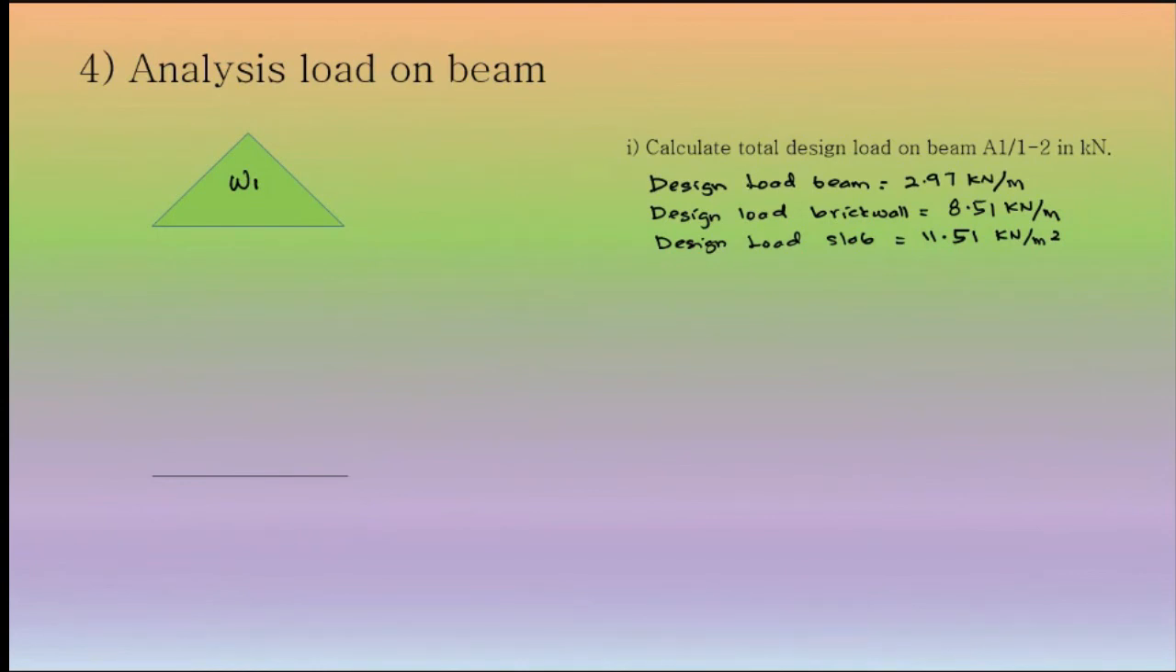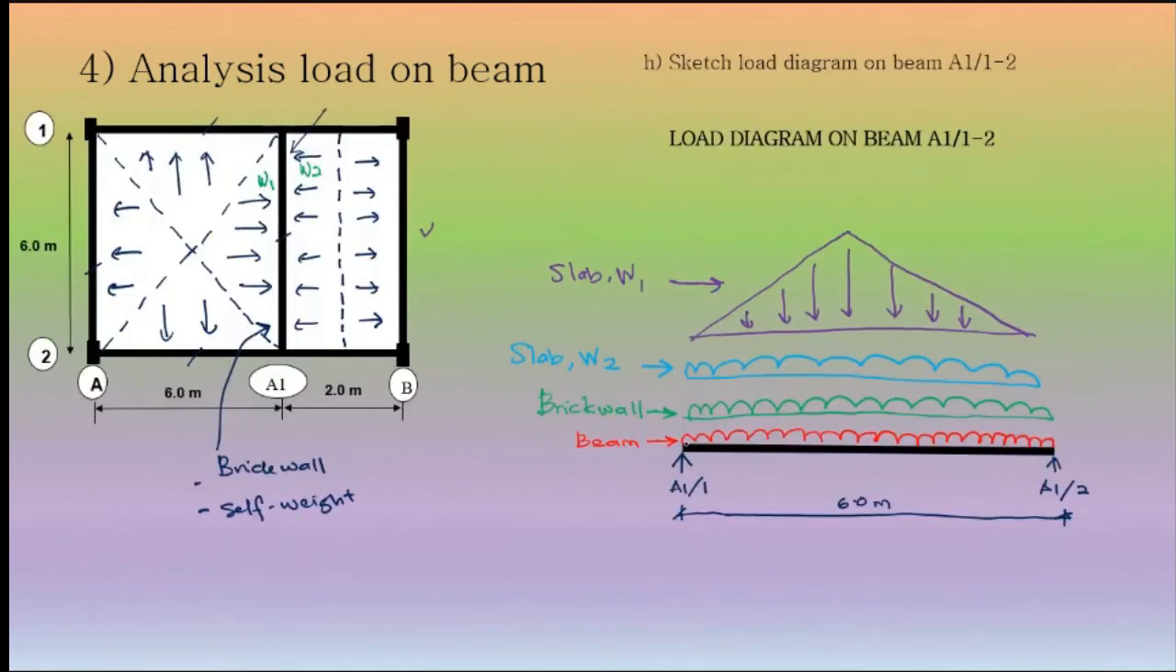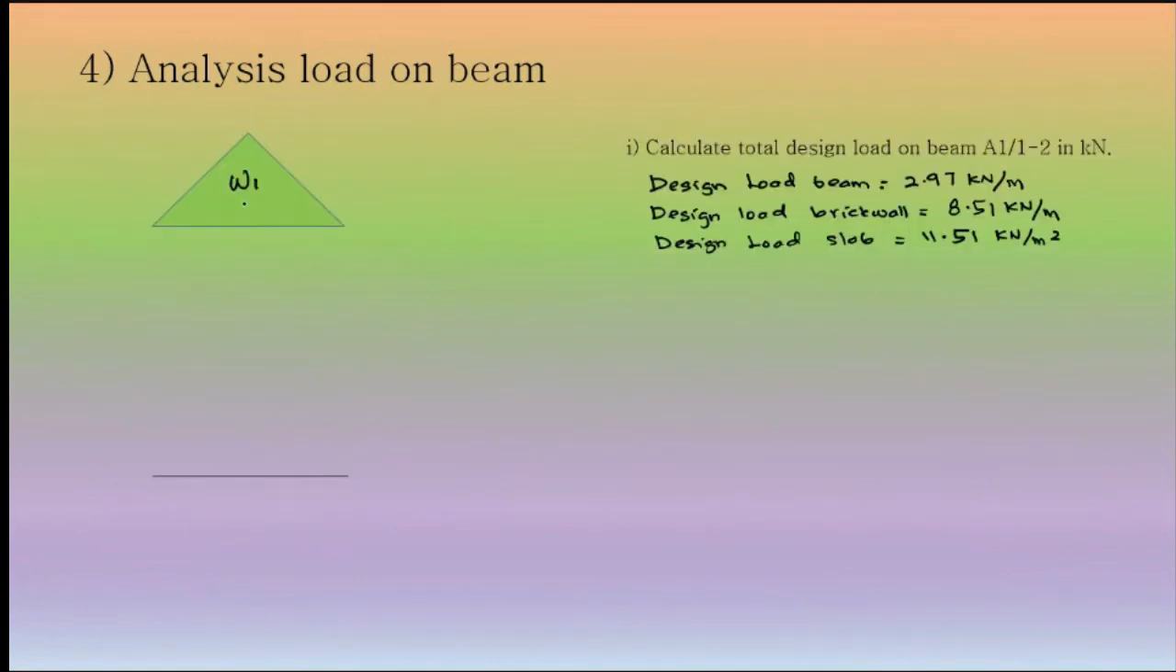Okay, so all these are design load, and we know this beam supports design load beam, design load brick wall, and also design load slab in W1 and W2 shape. So the value of design load for slab 11.51 is not the actual value for W1 and W2, right? As you can see here, it's not the total design load of slab distributed to beam A1 stroke 2. There is a way to get the value of W1 and W2. So how to get W1?